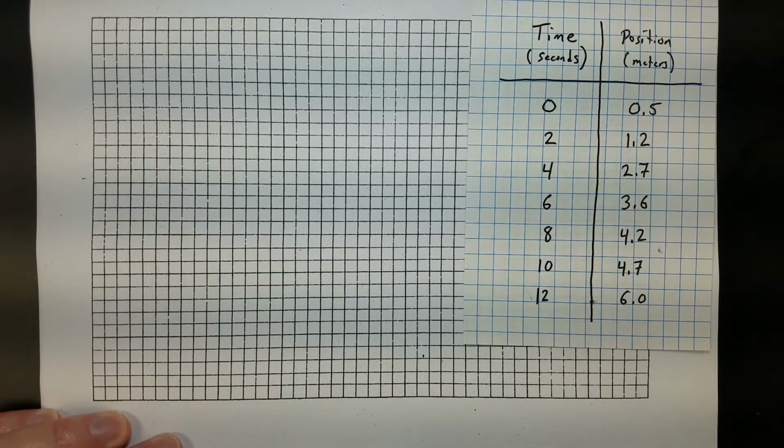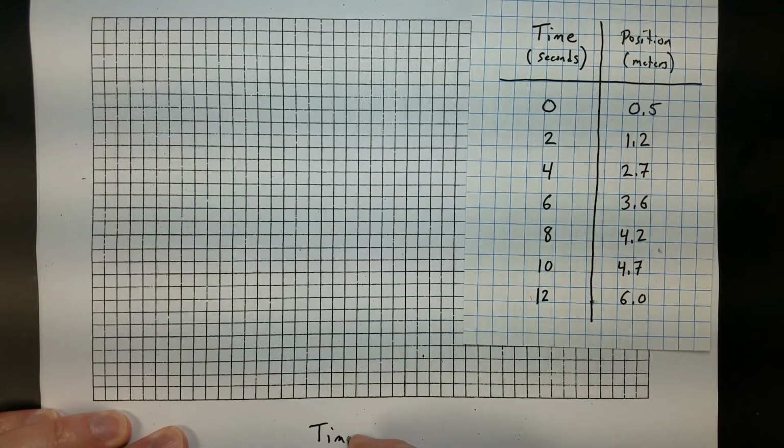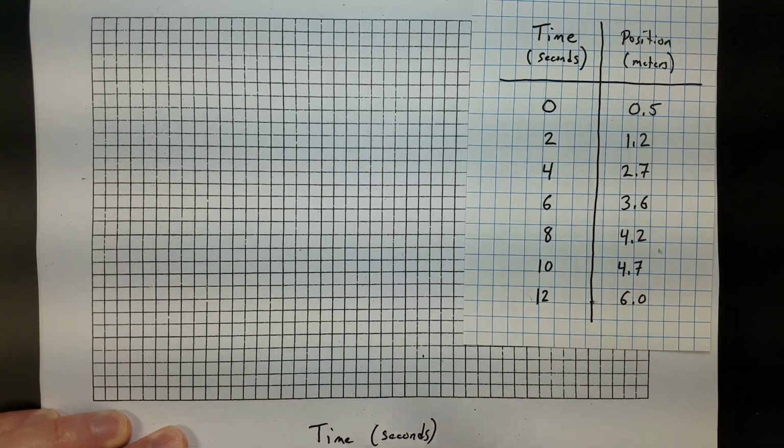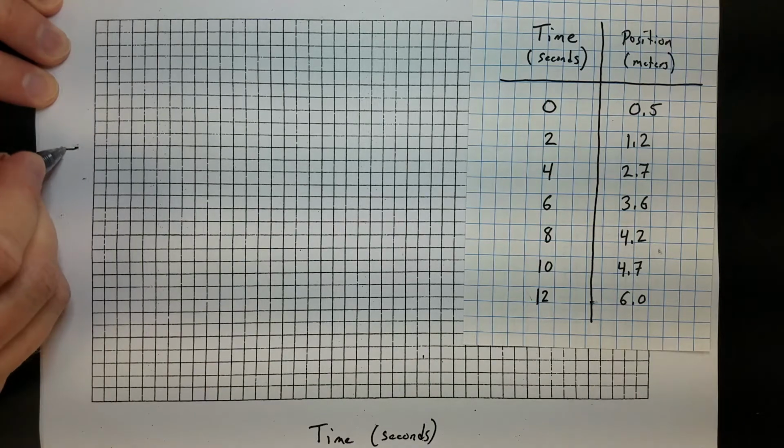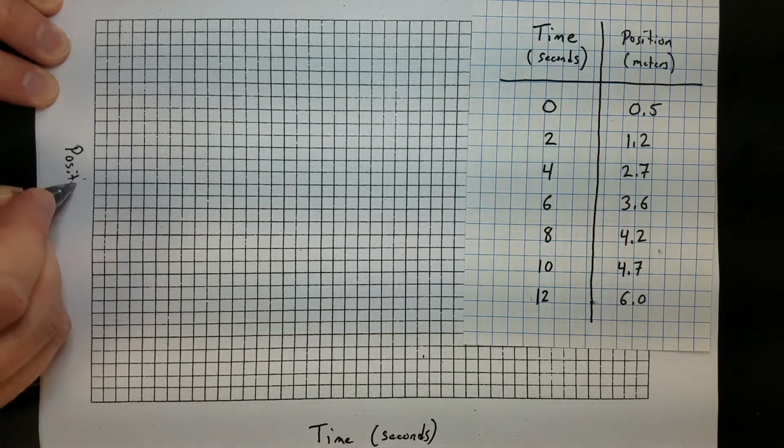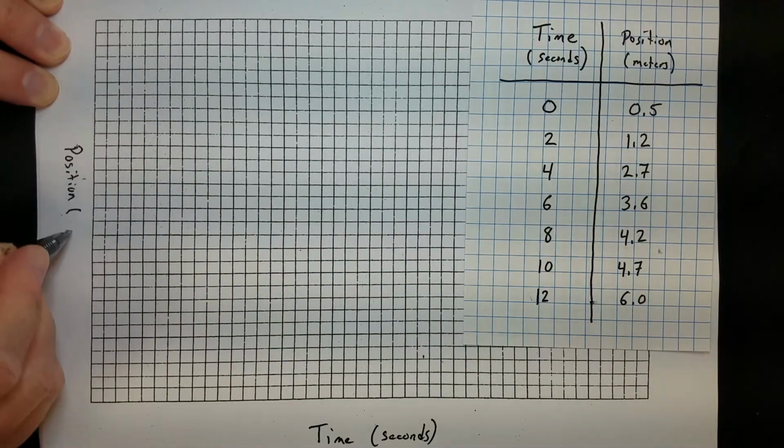So again, you want to label what it is. So I've got time in seconds. And over on the y-axis, I have position in meters.